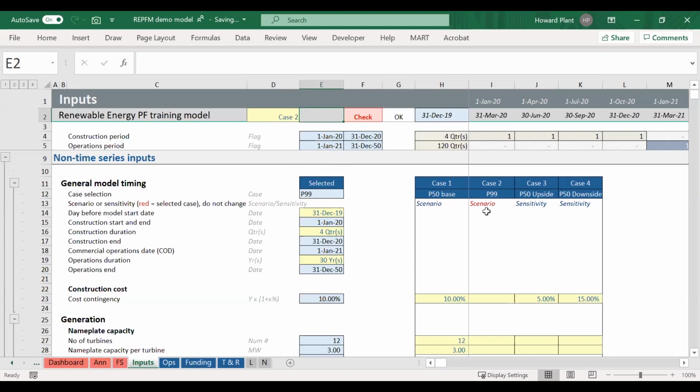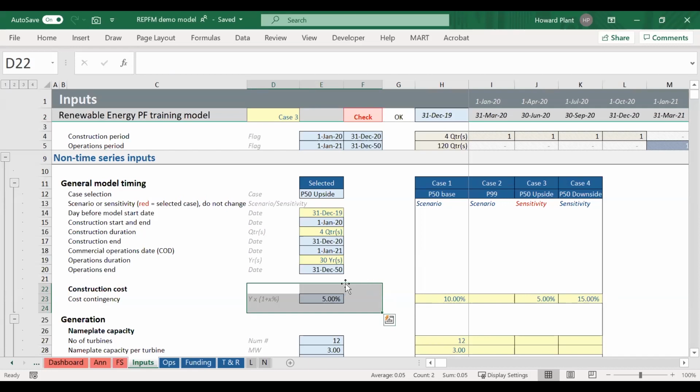Just be aware of that to the user. And it's now going to be picking up the values that I've selected in case 2. If I selected case 3, for example, you can see our cost contingency here of 5% is now picking up the value from case 3. That's our P50 upside case. So we're using less cost contingency in this case. We're adding less to our construction costs. So we're just setting up a structure where this here is our particular scenarios and sensitivities, our different inputs based on the different case we're considering, such as my P50 or P99, or if my costs are higher, my costs are lower, whatever cases we come up with.